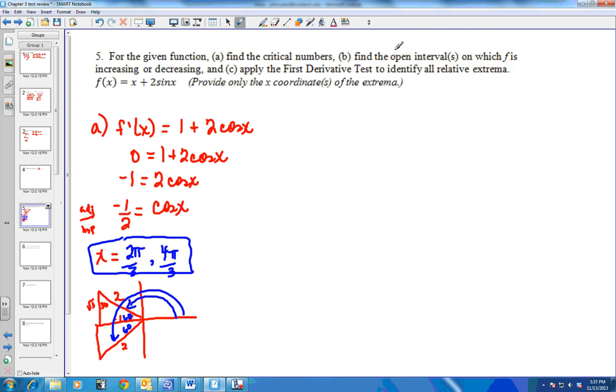Then it says find the open intervals where it's increasing and decreasing. All right, so this is where I'm going to use my sign chart. 2 pi over 3, 4 pi over 3. Now, I should have said in this problem, okay, that we're only going from 0 to 2 pi. Otherwise, we could keep going on and on forever, all right? So I'm going to go 0 to 2 pi.